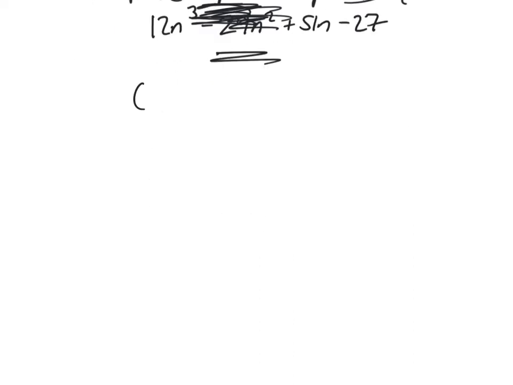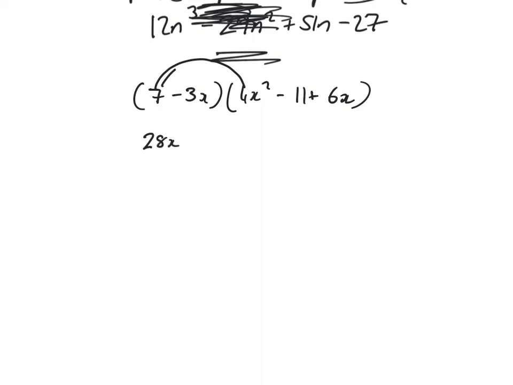Okay, example 9. 7 minus 3x bracket 4x squared minus 11 plus 6x. Okay, now things appear to be in a slightly different order here, but we should just follow the same method. Okay, so let's start with 7 times 4x squared, 28x squared. 7 times minus 11, minus 77. 7 times 6x, 42x.